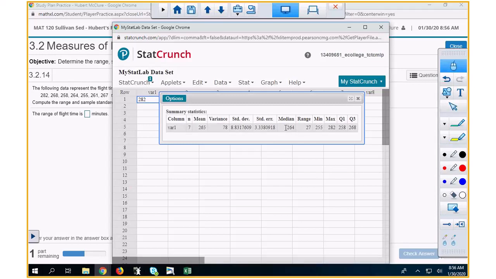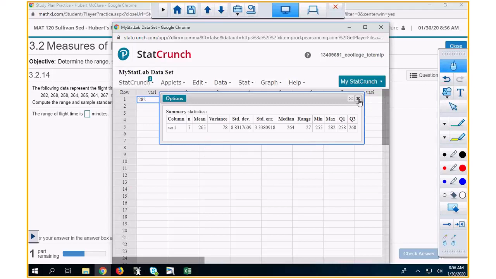Okay, you have the median. Okay, there's the first quartile. There's the second, the median, and there's the third, and there's your min and max. I got it kind of out of order, but y'all can deal with it, right?